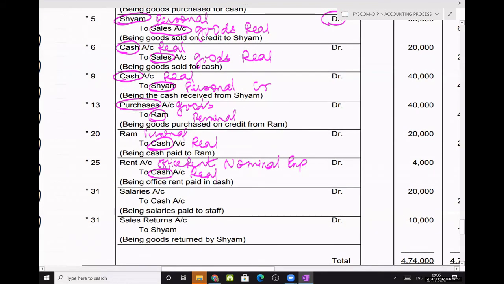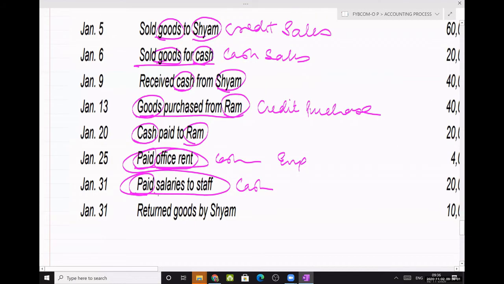Next, paid salaries to staff. Again, payment is always in cash. When paid word दिया मतलब it is in cash. So cash is important and staff salary, that is important. So cash is what? Real. Salary is what? Nominal.